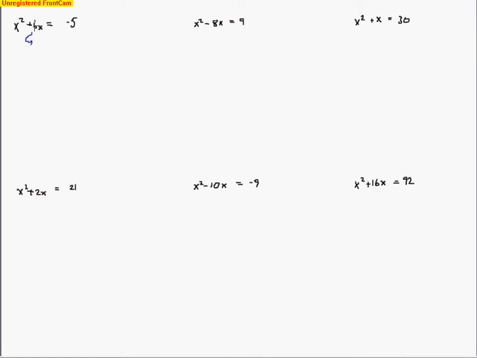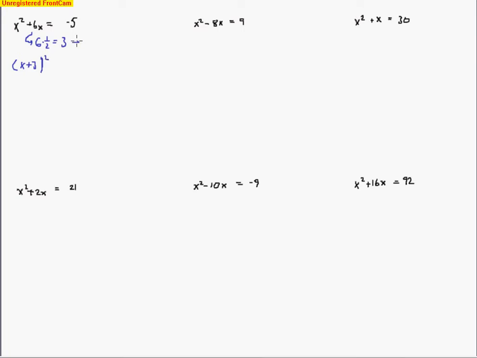Well, if they add to make 6 and are both the same, what we do is we take half of that number. So when you take half of the number, you get 3. So that's the number that goes inside the parentheses. So when you go ahead and factor this trinomial that I'll make really soon, it's going to end up being x plus 3 quantity squared.